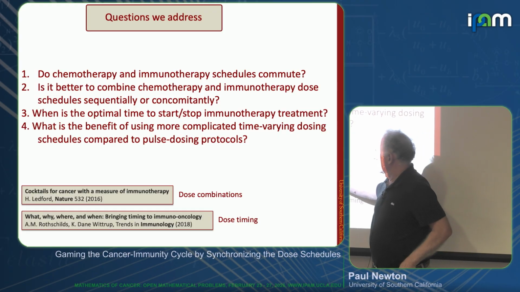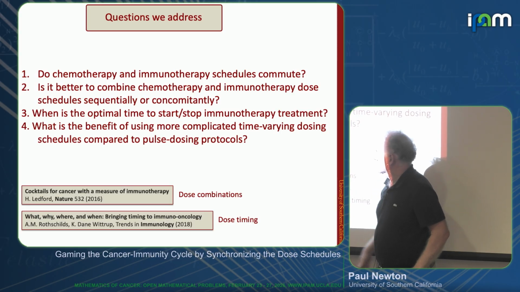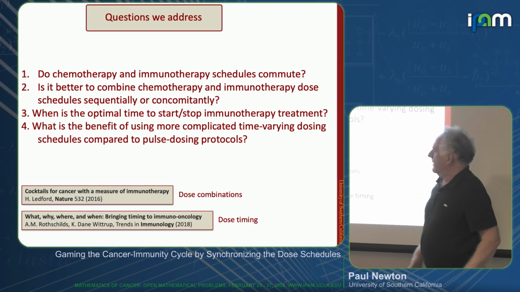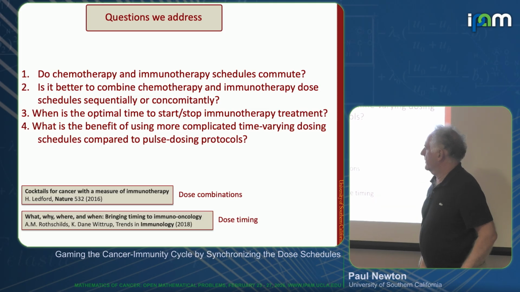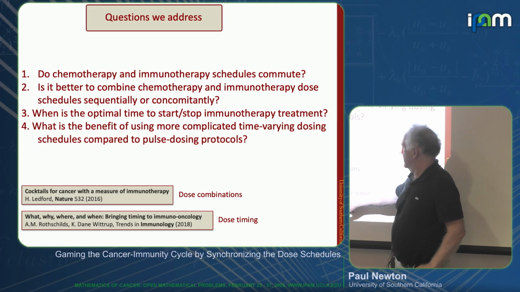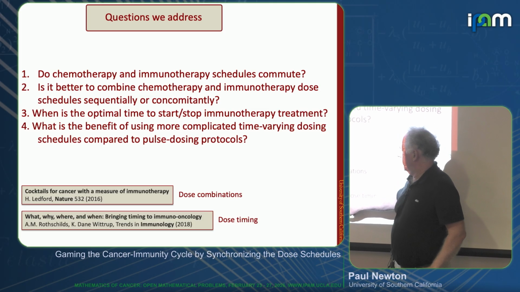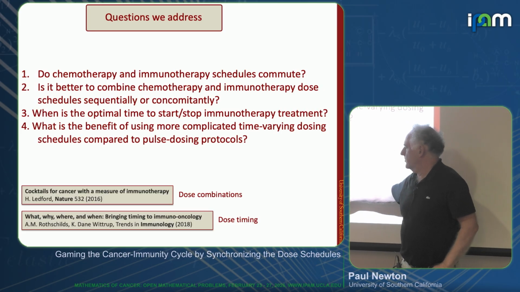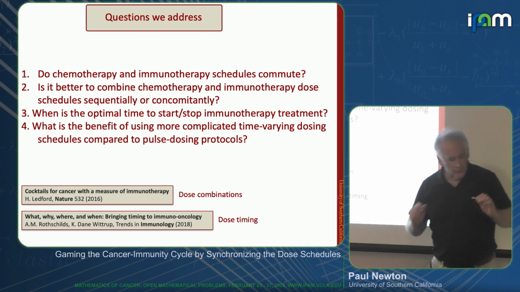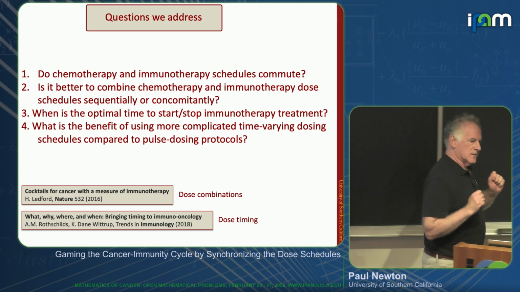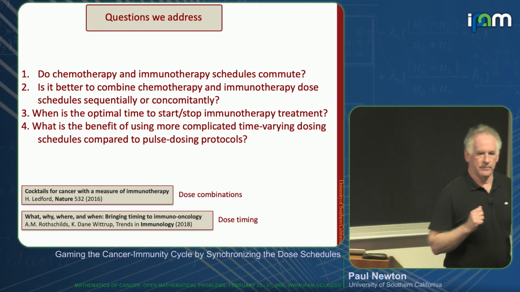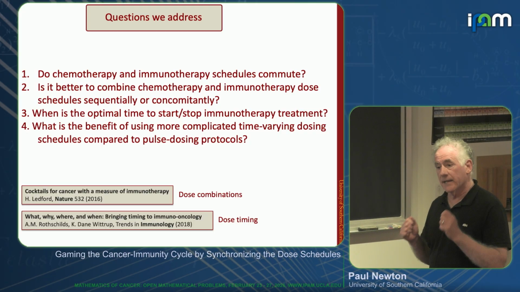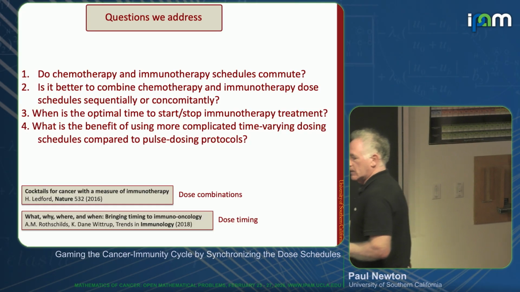Some nice papers that we learned a lot from was this Nature paper on dose combinations for immunotherapy, and this one, which I'm going to pull a figure out in a minute. What, why, where, and when, bringing timing to immuno-oncology. Really, really nice review paper on what is known about timing immuno and chemotherapy with the cancer immunity cycle.